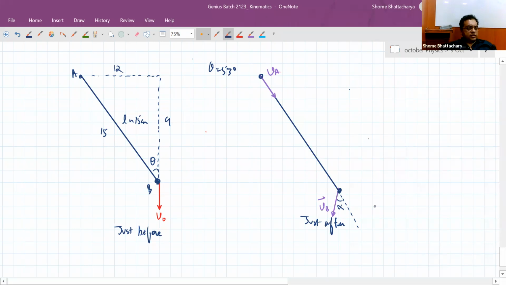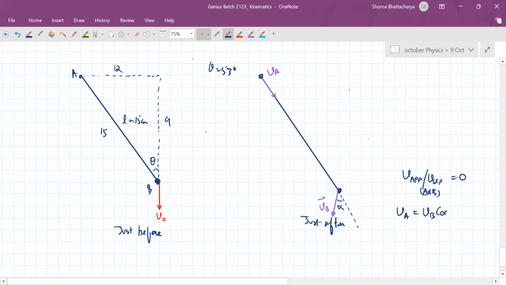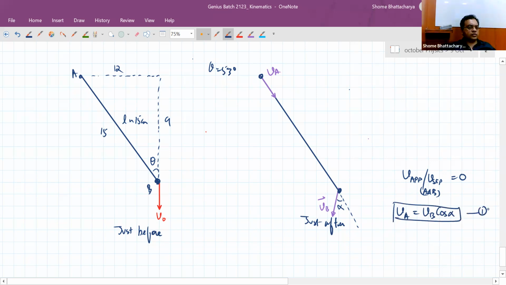So we have the concept that the approach or separation velocity between A and B should become 0. So what does that tell us? That directly gives us a constraint relation that VA should be equal to VB cos alpha. That is one equation. Then the other equation that we have is momentum conservation. And that momentum conservation will actually give us two scalar equations because two component equations will come into the picture.